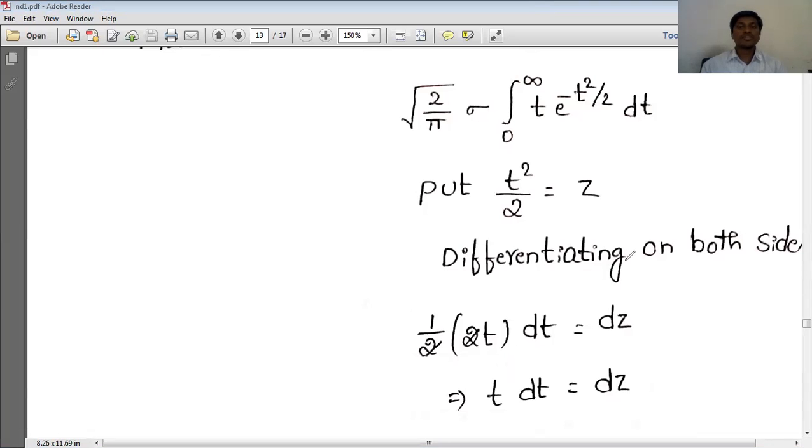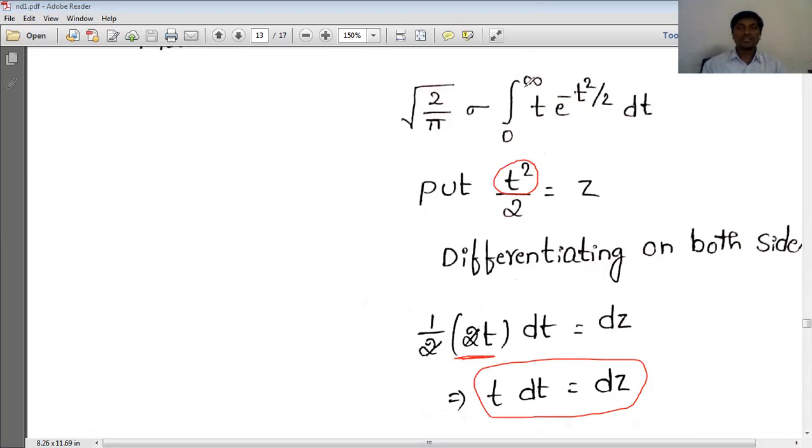Okay, differentiating on both sides, 1 by 2 into the derivative of t square. The derivative of t square is 2t, and next dt. The derivative of z with respect to t. Then 2 cancels, t dt is equal to dz, we got it. And if you substitute in that, is there any change in the limits?